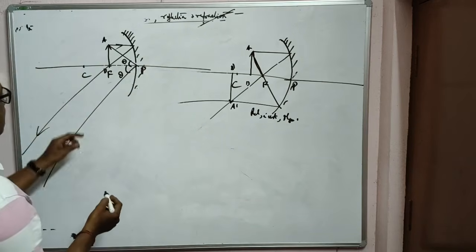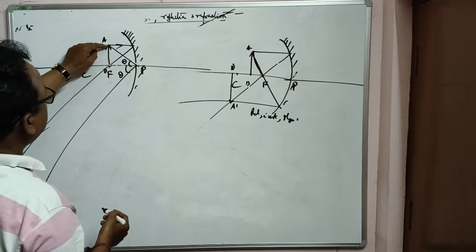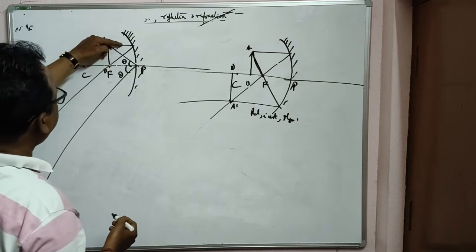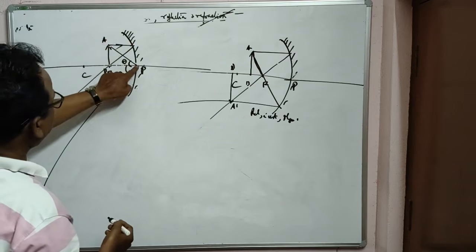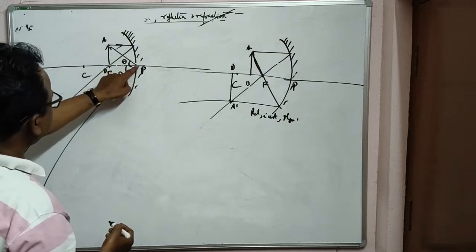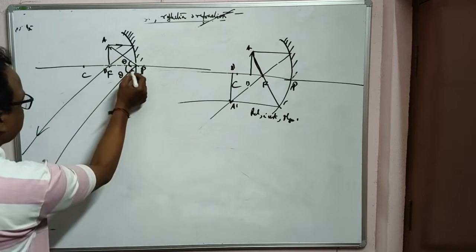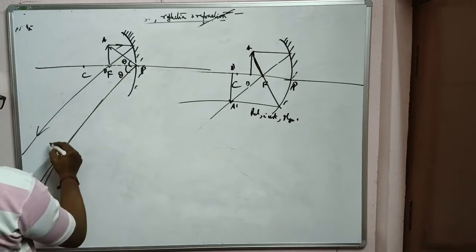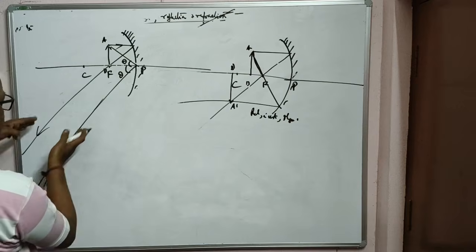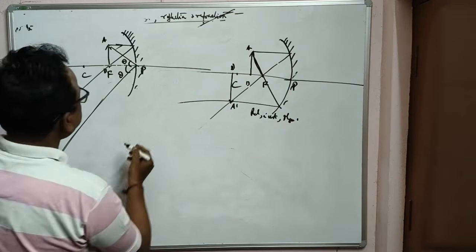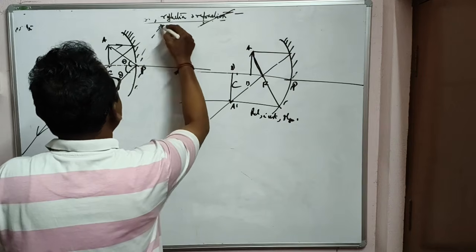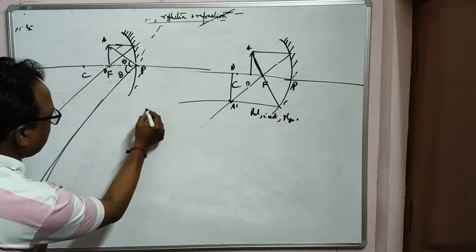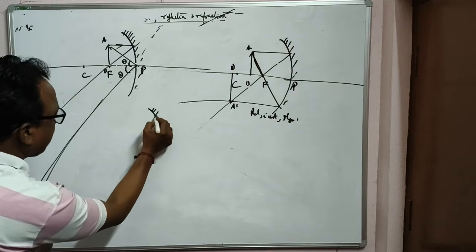At the focus, what happens? When a light ray is going parallel, it has to go to the focus. Another one I have taken to pole. Angle of incidence is equal to angle of reflection. It reflects like this. So the light ray goes to infinity here. You can see infinity. If you extend, somewhere over here it may meet.